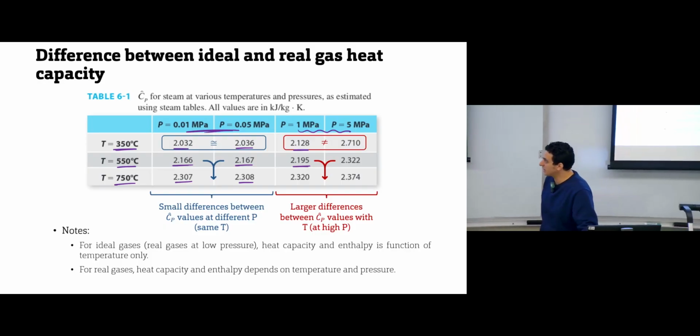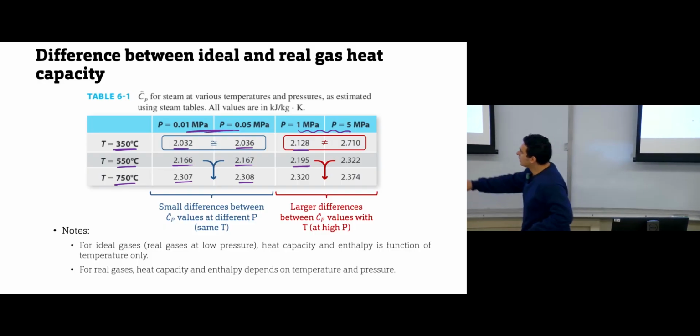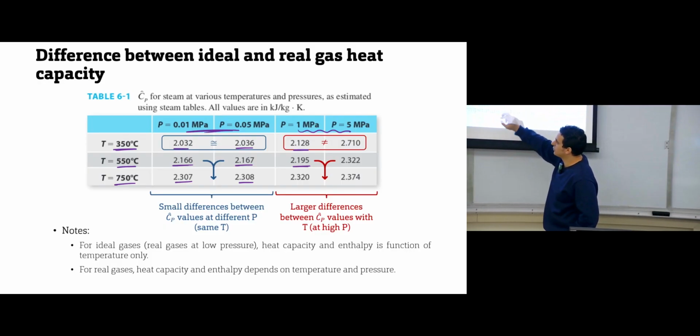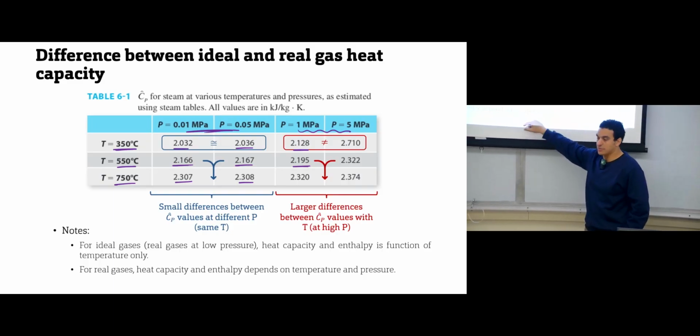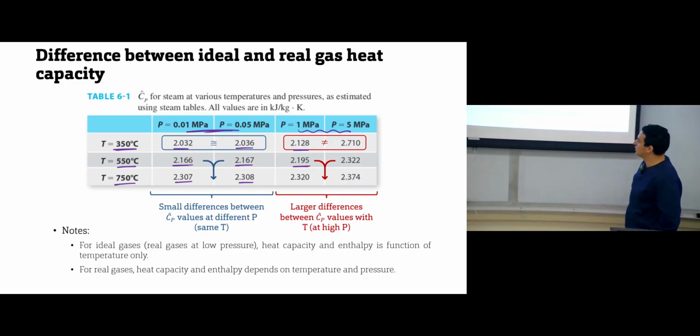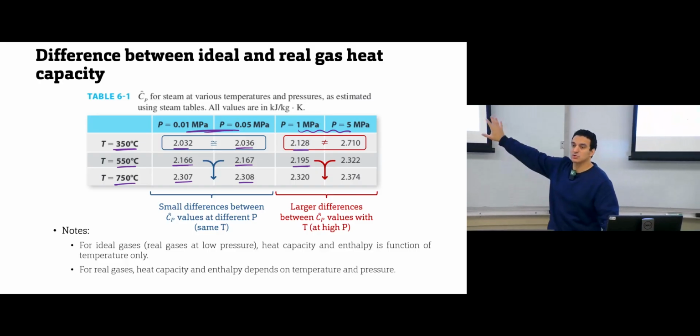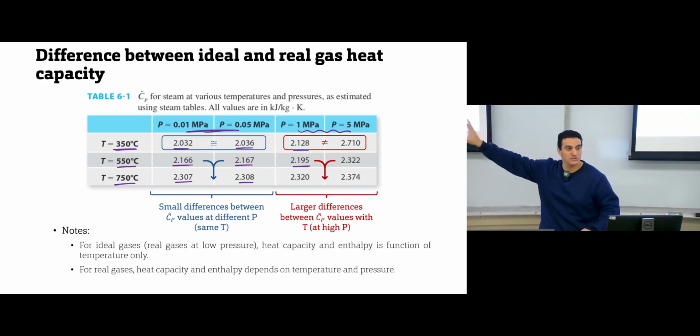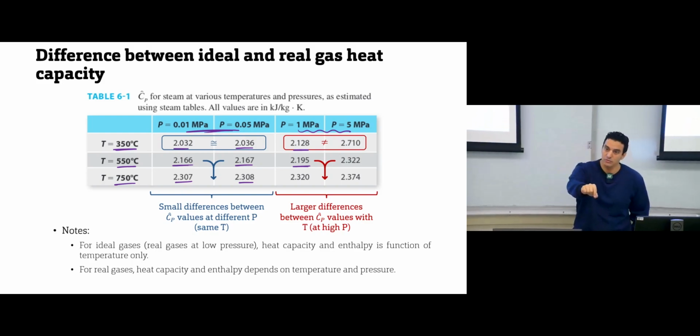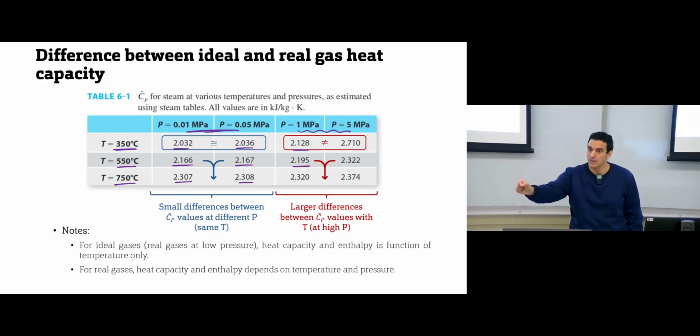If you have an ideal gas or a real gas at low pressure, heat capacity and enthalpy are only a function of temperature. For real gases at high pressures, heat capacity and enthalpy depend on temperature and pressure. So now we can solve for the enthalpy. We cannot integrate the previous equation directly, because it says Cp will be integrated with respect to temperature and neglects the pressure effect on Cp. So we have something missing in this one.